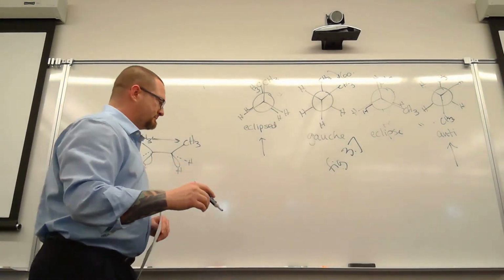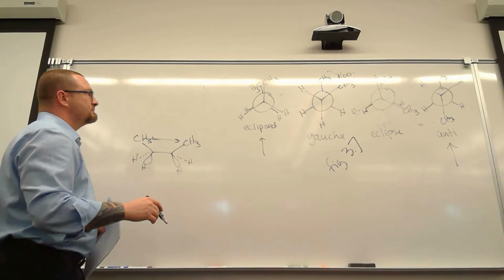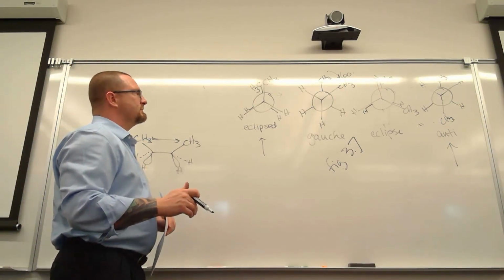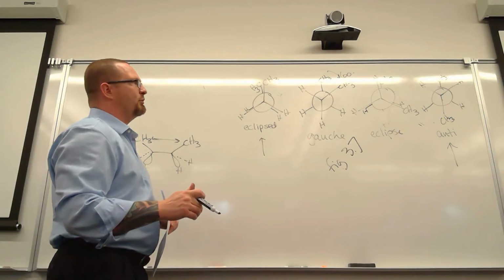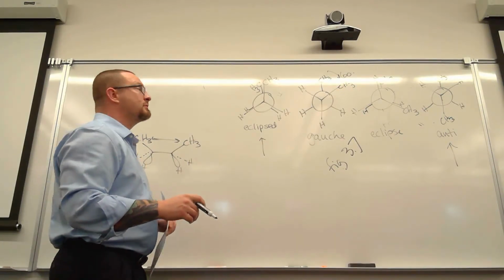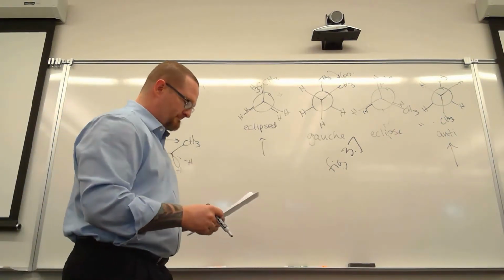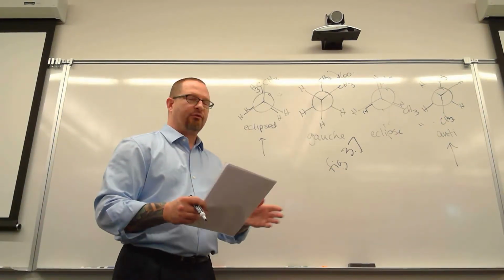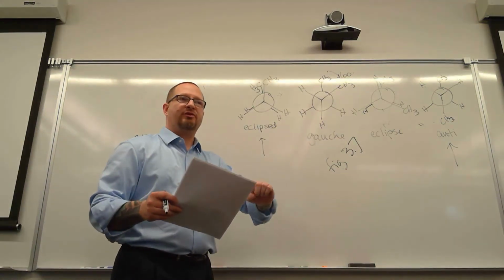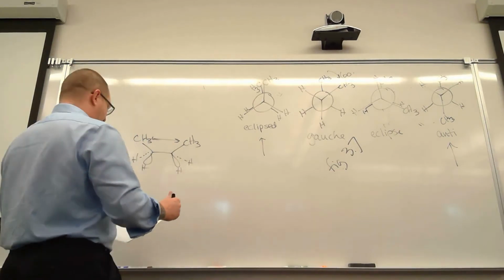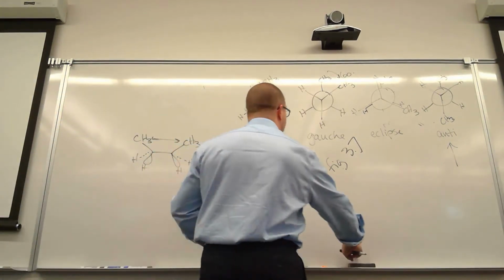Yeah? The eclipse is the highest, the one on the far left is the highest energy, and the one on the far right is the second highest. And then gauche will be the second lowest, and anti will be the lowest. So let's move on to, we have a little bit of idea about freedom of bond rotation and Newman projections and how we look at that. Let's look at cycloalkanes.